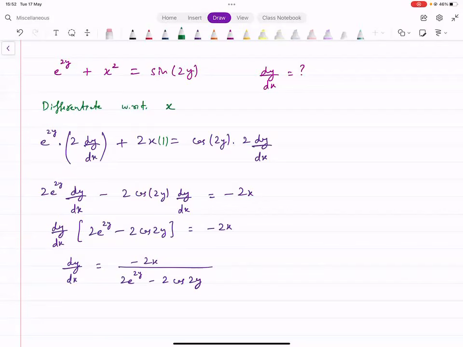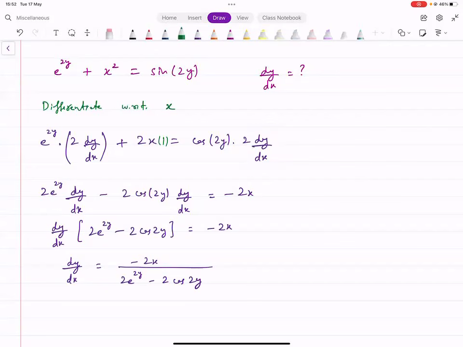On the right side, we've got sine 2y. Sine का derivative cos है, so it becomes cos of 2y. But then you multiply by the derivative of what is inside sine here. That's 2y. 2y का derivative क्या होएगा? It's going to be 2 into the derivative of y with respect to x, which is dy over dx. ये आपने differentiate कर लिया.